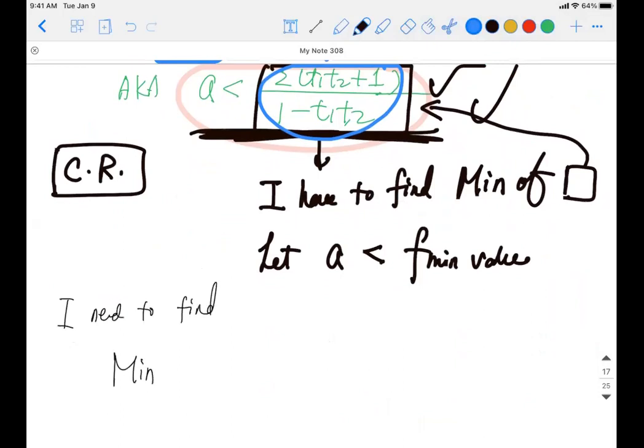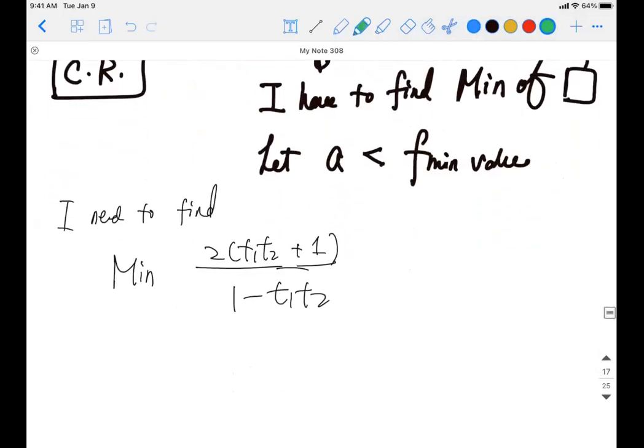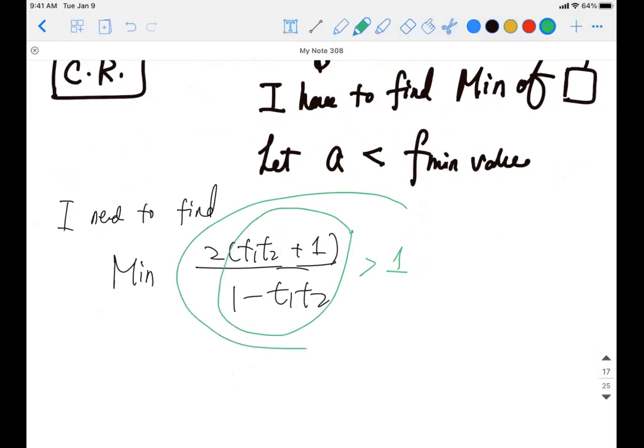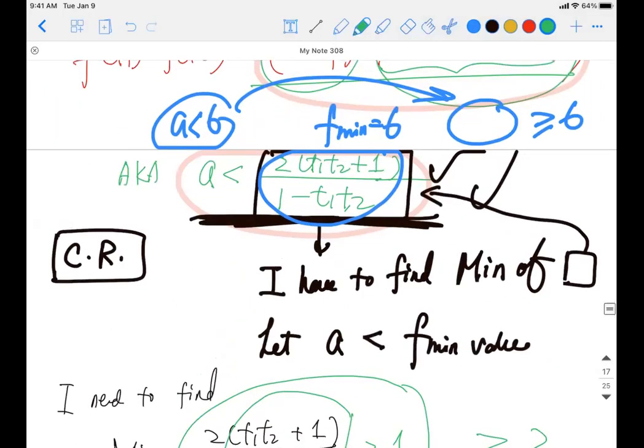If we're on the same page, I need to find the minimum value of (2T1T2 + 1)/(1 - T1T2), right? That one I think is very understandable. This expression is always greater than 1, right? Because T1T2 is always a value between 0 and 1. So 1 plus something over 1 minus the same thing is always greater than 1, so this will always be greater than 2. Therefore, the minimum value of my blue part is 2.